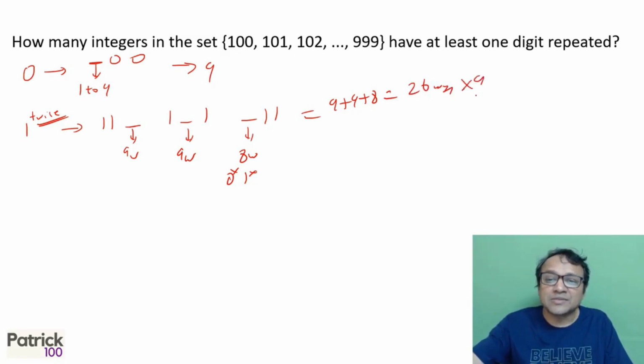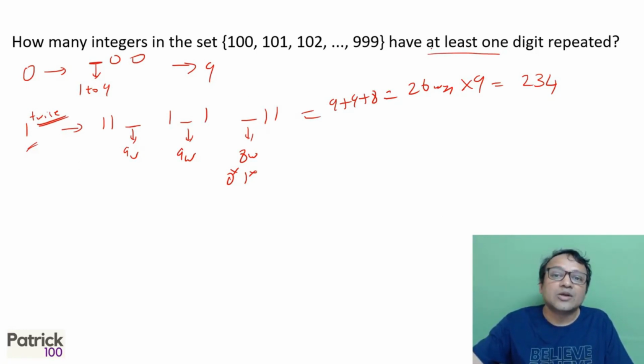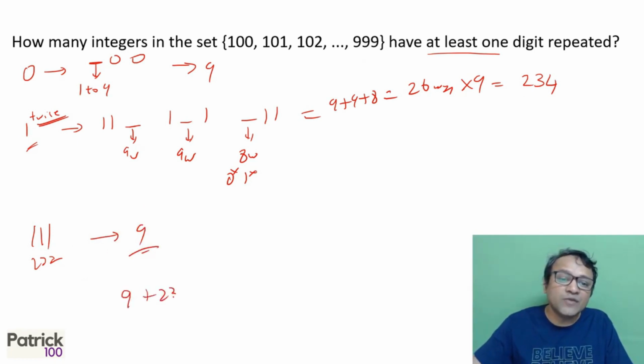This is what I calculated for 1, and it is applicable for all digits from 1 to 9. So multiply by 9, and you will get 234. Now it is at least one digit repeated. If I take all three times repetition, 111, 222, there will be 9 such cases where numbers are repeated 3 times. So the total number of ways becomes 9 plus 234 plus 9, which is 252. That is the answer.